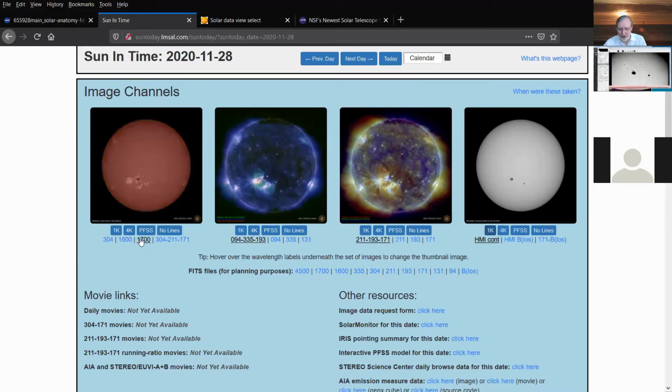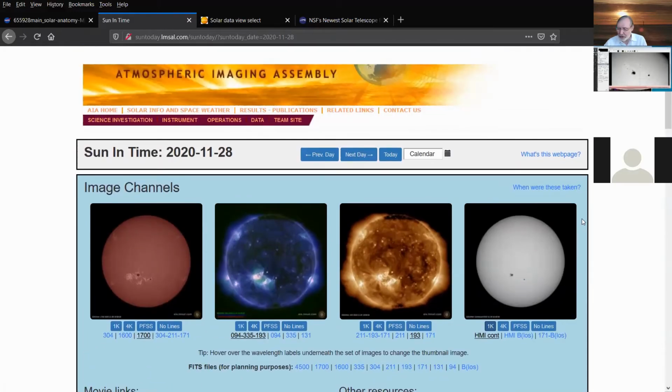What the different wavelengths show is different elements and different temperatures. So different features will be highlighted in the different views. The sun is being studied all the time, both from earthbound telescopes and from a couple of spacebound platforms. This is something you can easily find online if you just use your favorite search engine and look for current solar images. You will find a lot of views.